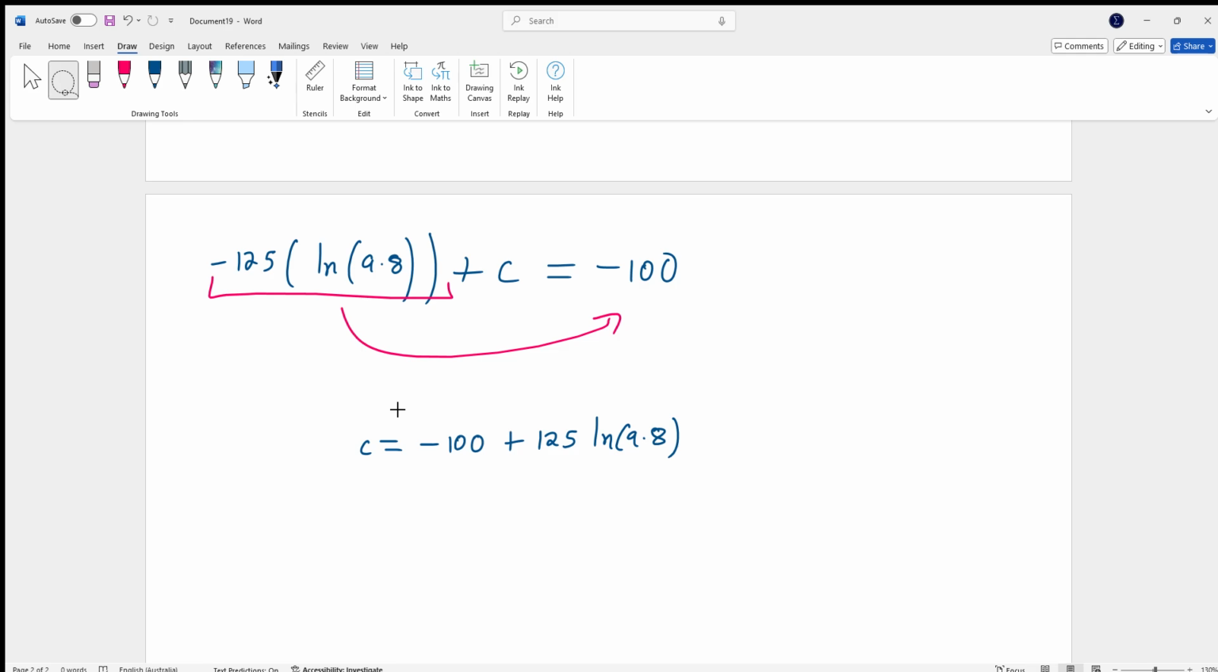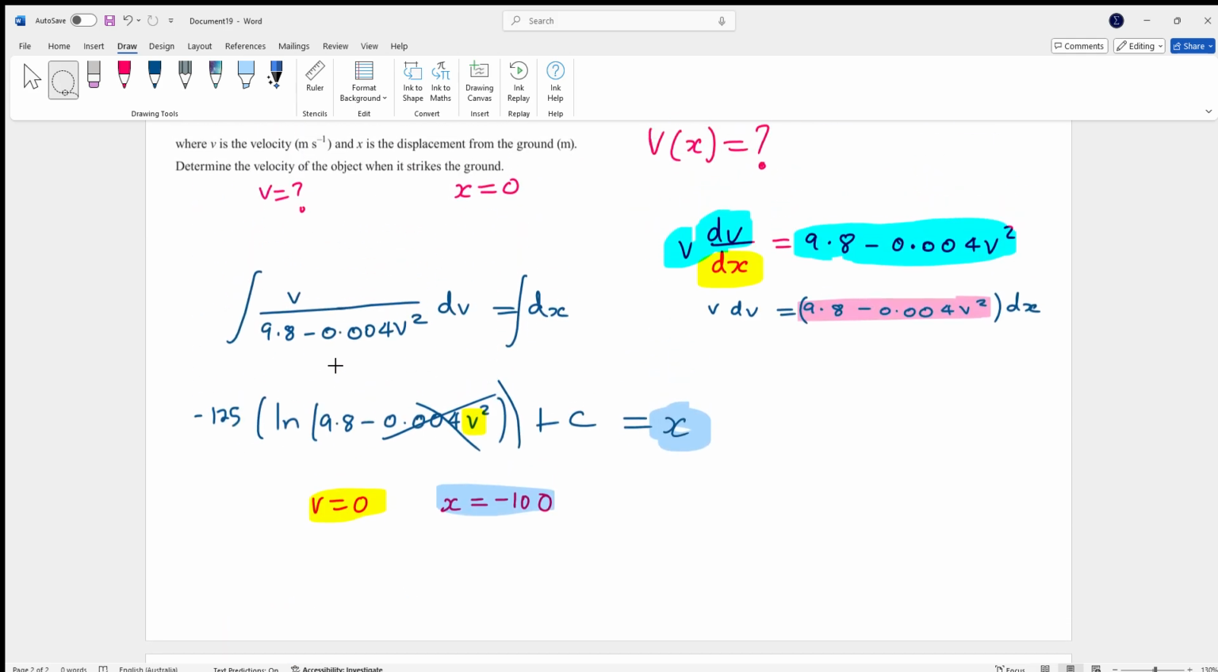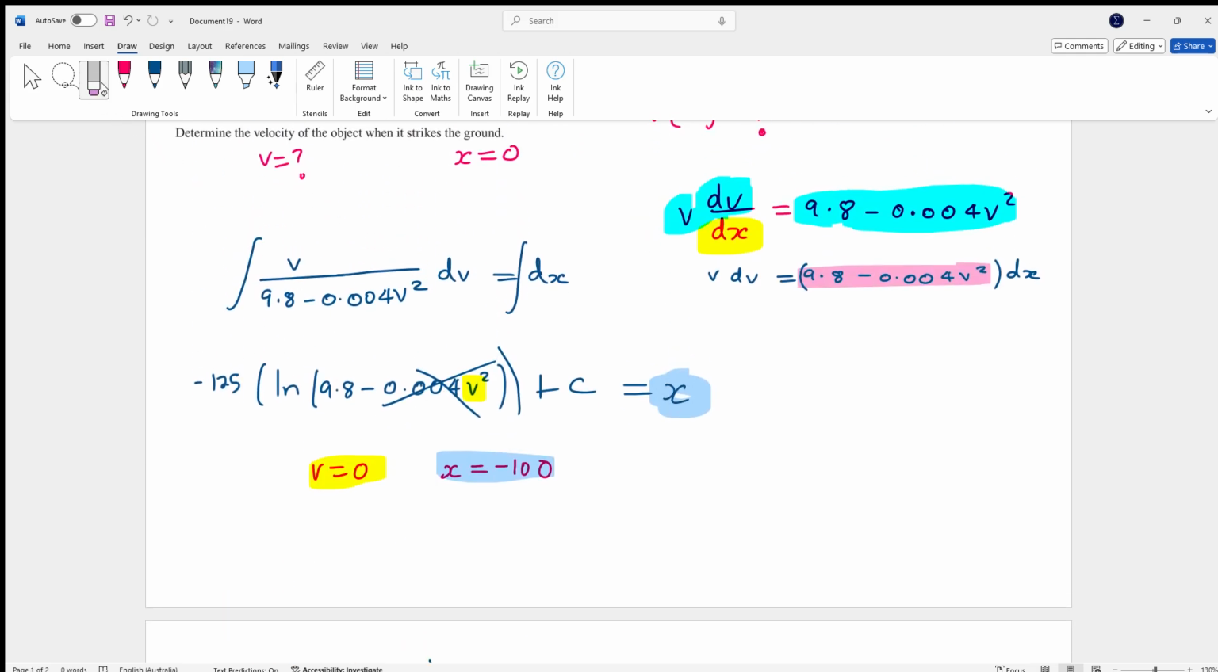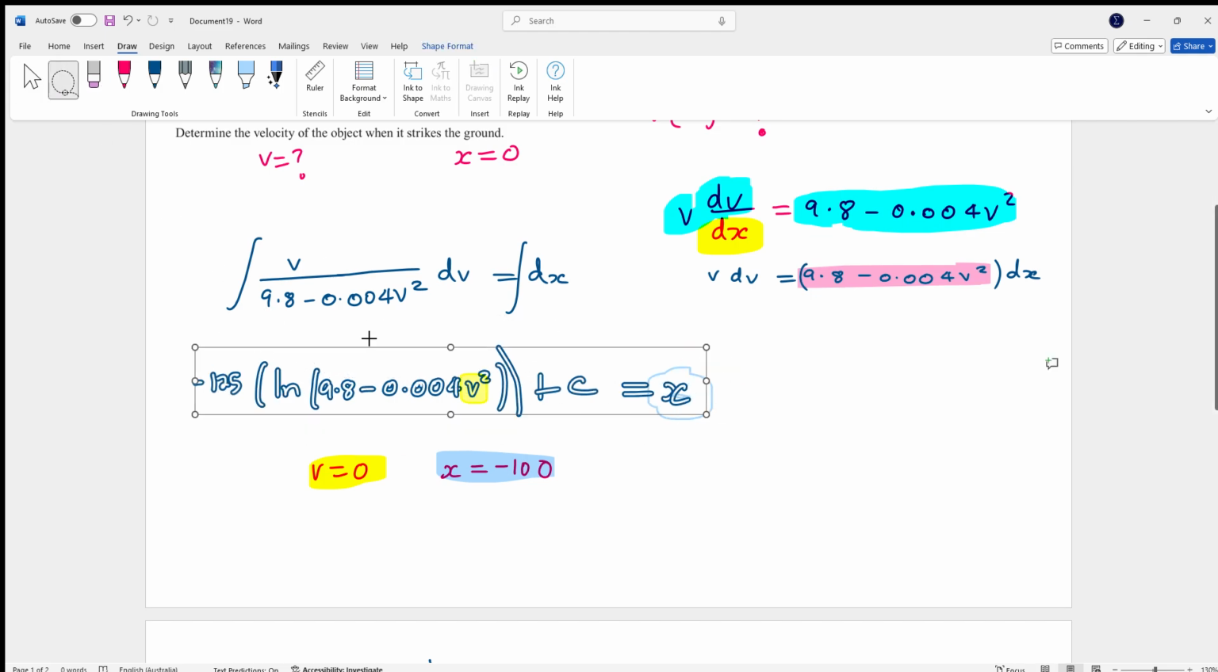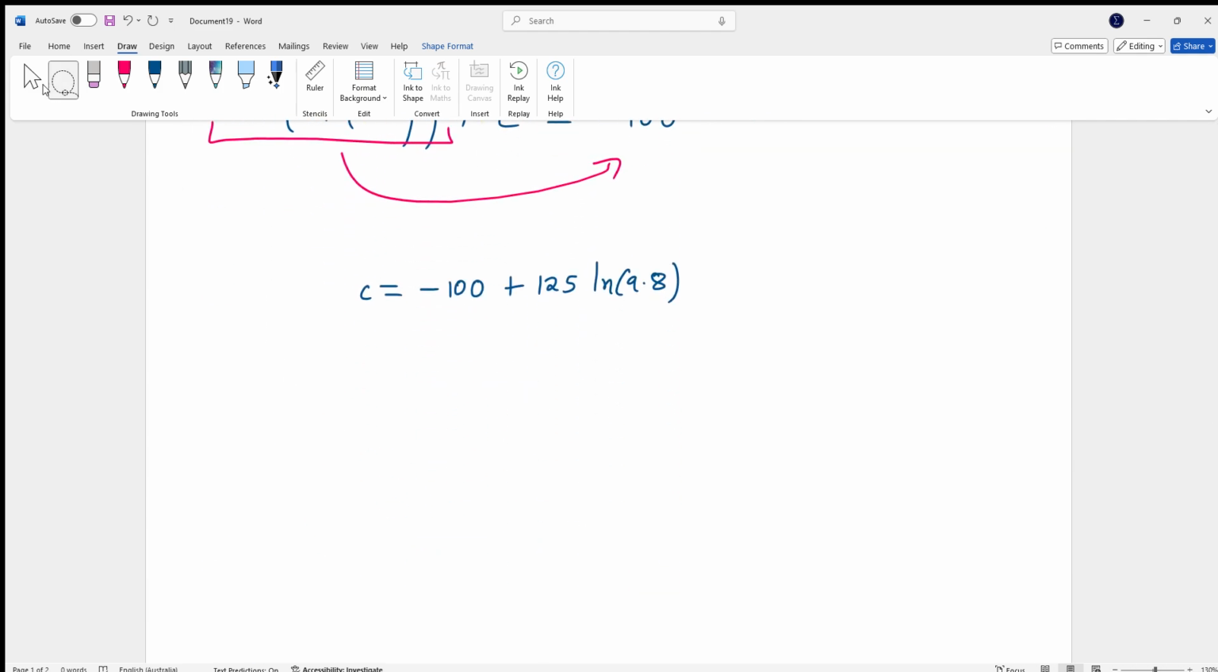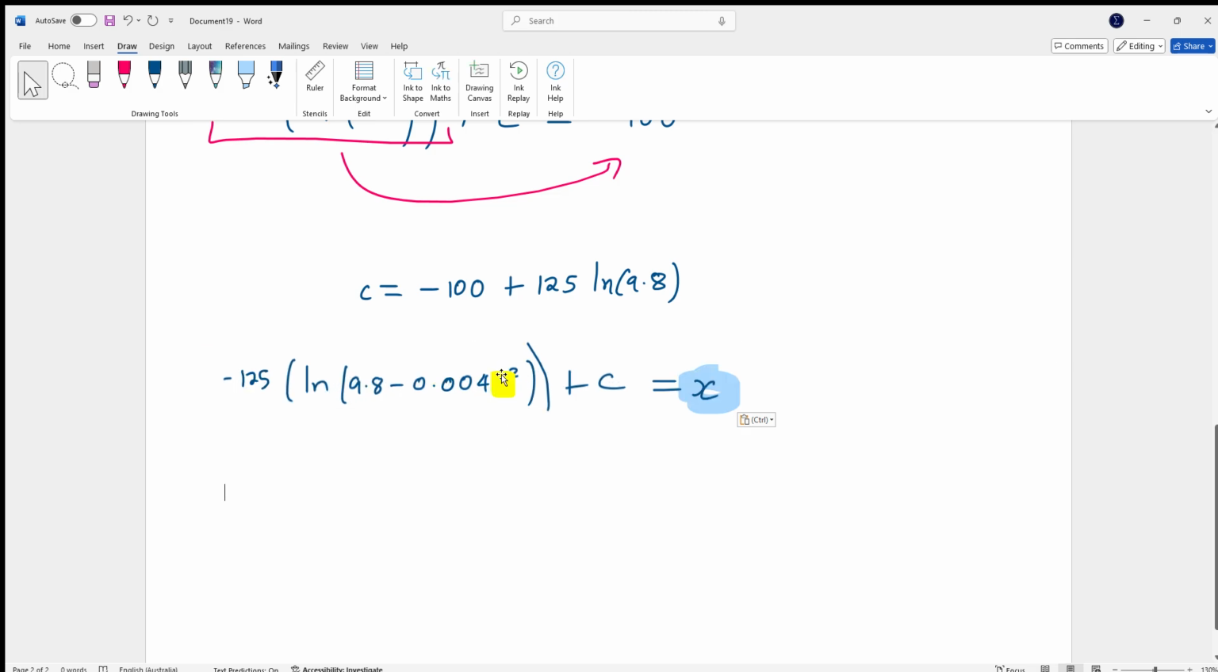Once we've got our c value, we can now put that into the original equation, which is this one here, which I crossed out. Let's move this down. When we use this, we'll be able to simplify it to get a nicer looking equation. Still ugly, but a nicer looking equation. Oh dear, why did the yellow go with it?